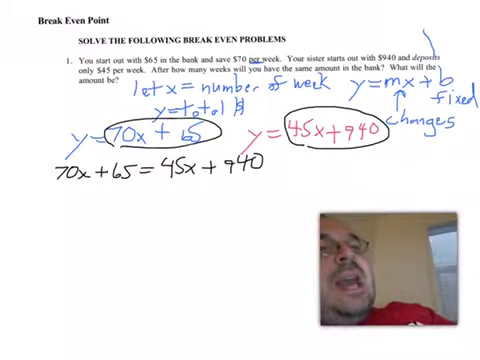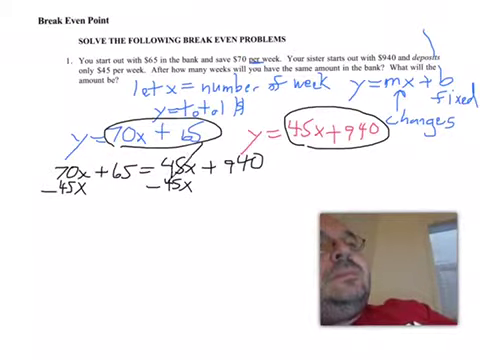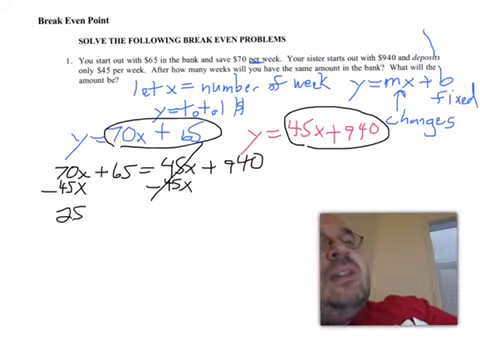So I'm going to make the x's go on one side, and I'll make the plain old numbers go on the other. So I'm going to move this 45 over here, and I can move it across the equal sign by doing the opposite. So because it's a positive 45, I have to subtract 45. And I have to do that from both sides, once on each side. Cancel. And then on the other side, I have 25x plus 65 equals 940.